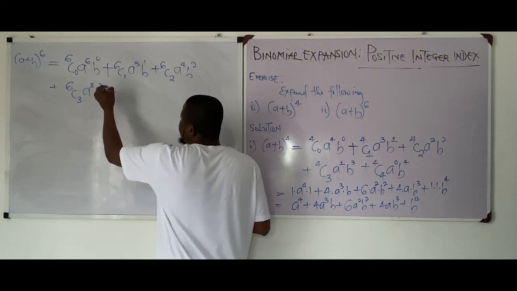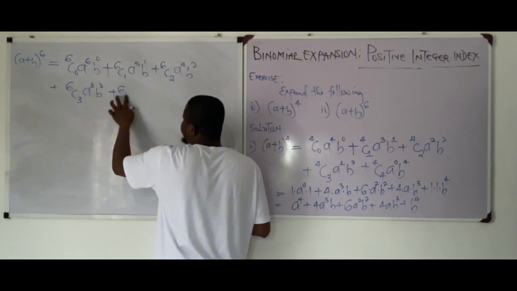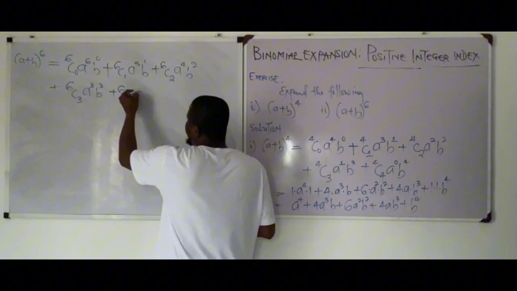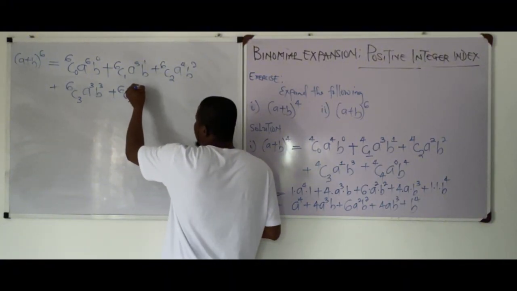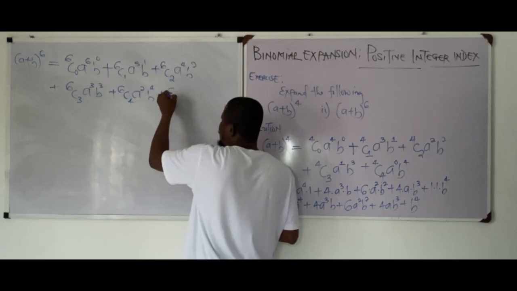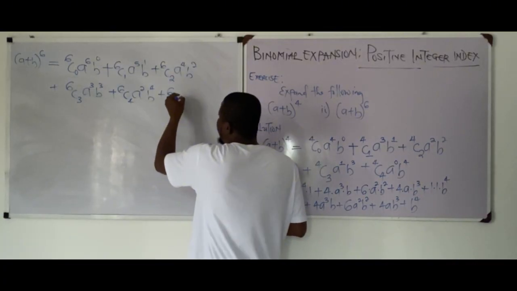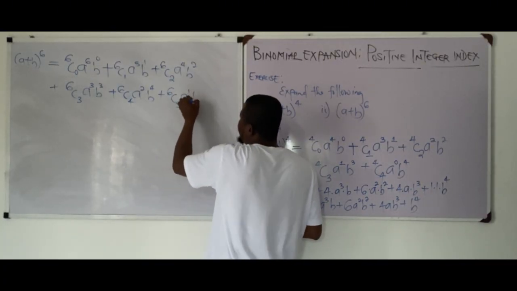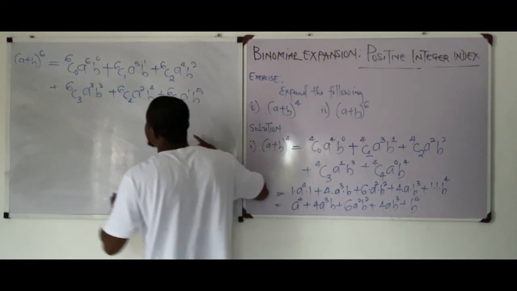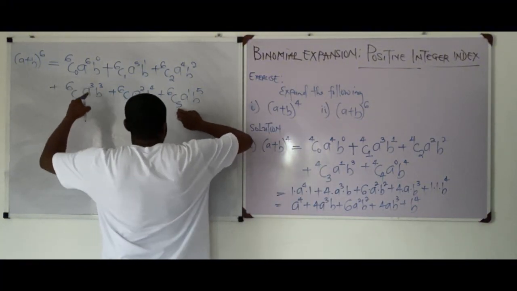All right, so plus 6 combination 4. From 3, it moves to 4: a reduces by 1, I have 2, and b increases, I have 4. Plus 6 combination 5: a reduces, I have 1, and b increases, I have 5. And remember, this combination progresses till I have 6 down here.